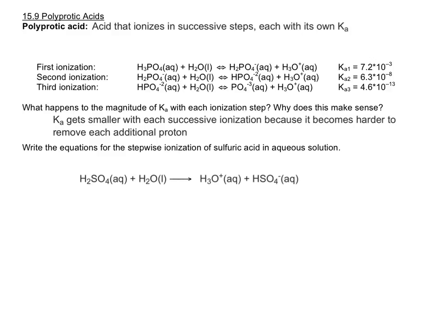Okay, and then the first ionization of sulfuric acid is actually strong. So H2SO4 dissociates, and you get HSO4⁻, which is aqueous, plus the H3O⁺. And then for the second ionization, you have HSO4⁻ plus water, which goes to H3O⁺ and SO4²⁻, okay? And so the first one of these is strong, but the second one is not, and that's because the Ka gets smaller with each successive ionization.